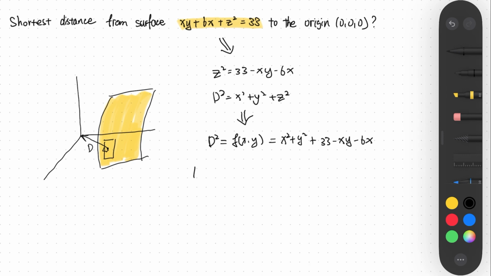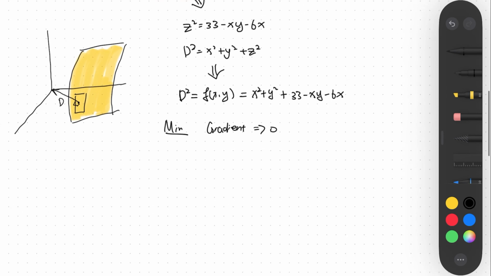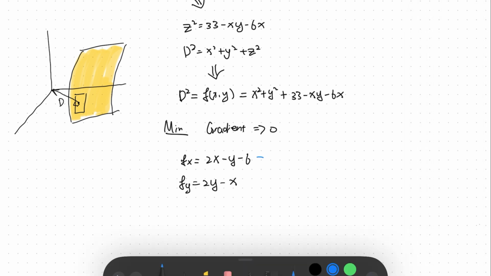Because we're finding the minimum distance, which is an extremum of the function f(x, y), we're going to find the gradient and set it to 0. So fx would be 2x - y - 6, and fy would be 2y - x. And we set them to 0. That gives us 2x - y = 6, and 2y = x.